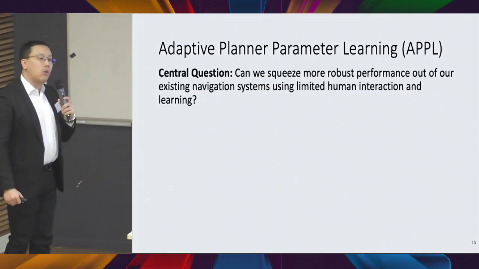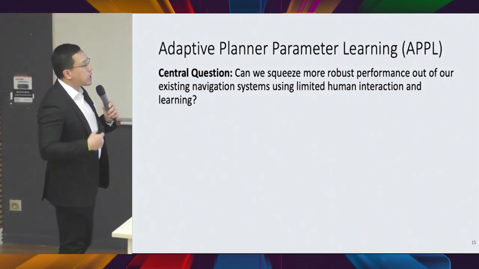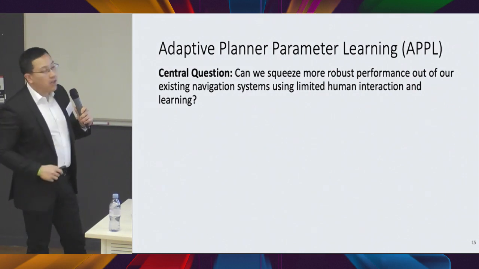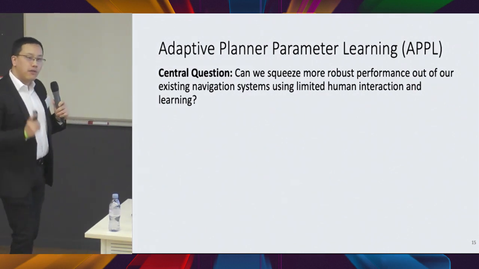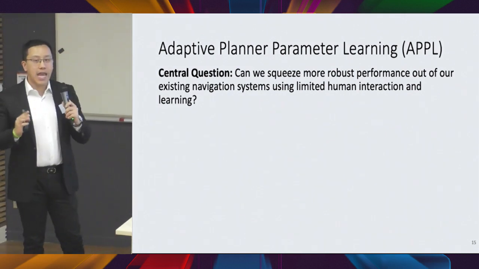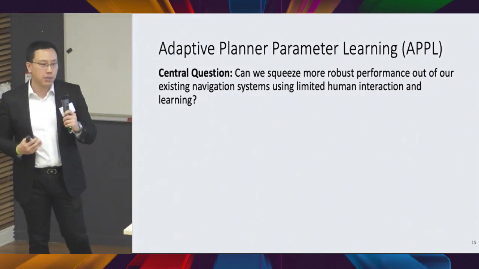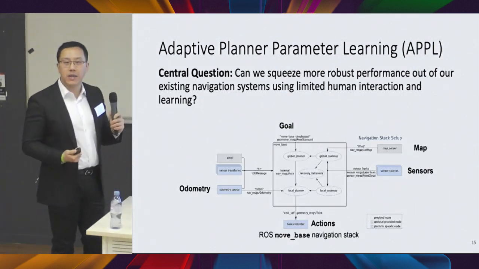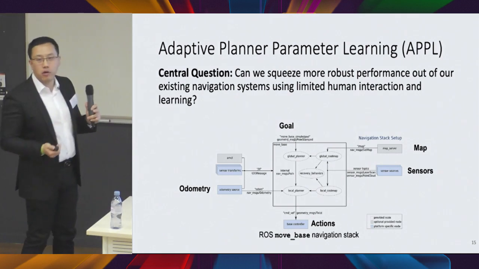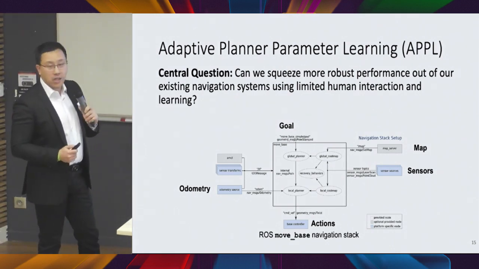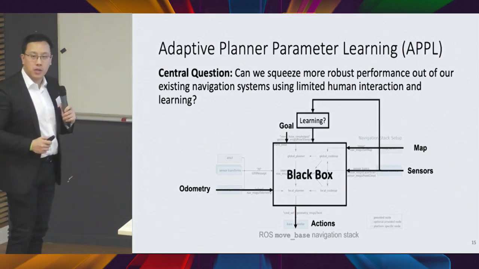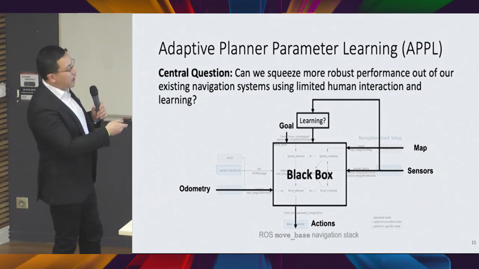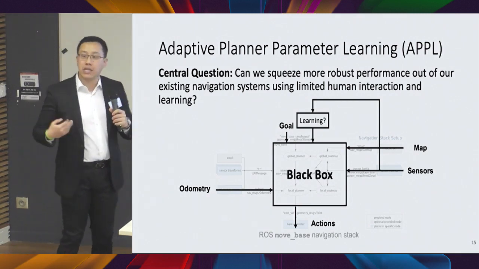Therefore, the central question we want to ask in this APPLE paradigm is, can we squeeze more robust performance out of our existing navigation systems using limited human interactions and machine learning? To be very specific, we are not trying to invent any new navigation systems, but just to augment existing ones. For example, this is the widely used ROS move_base navigation stack, being used on different robots. And what we did is we treat this classical navigation system just as a black box, and we stick learning components on top of it so that we will be able to give the classical navigation system the flexibility and also adaptivity of machine learning.